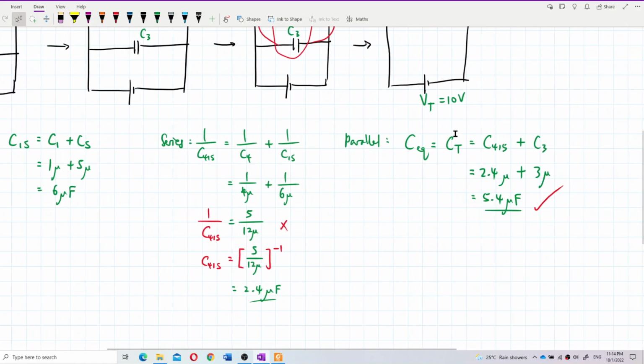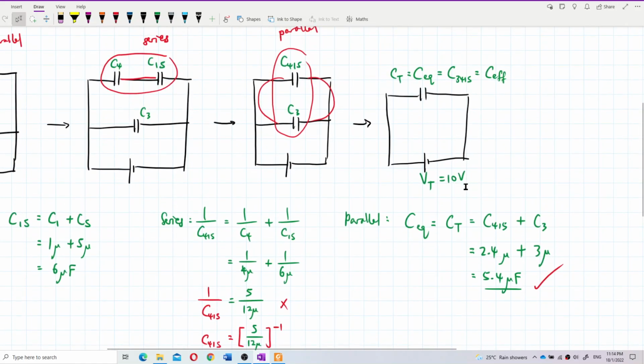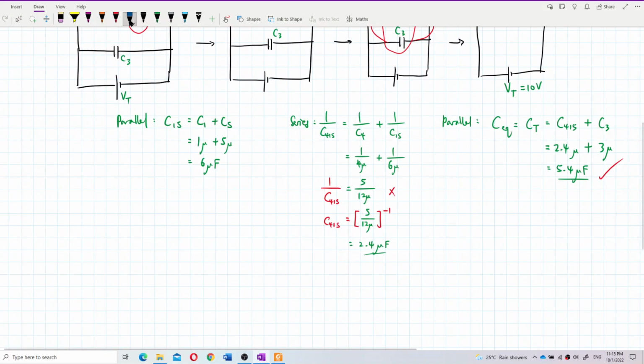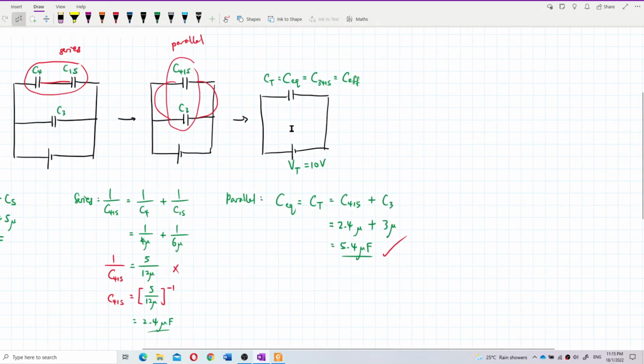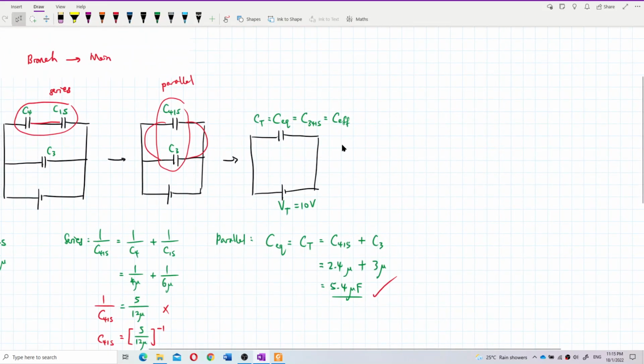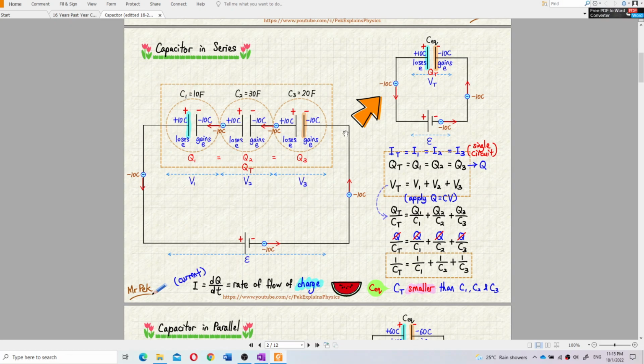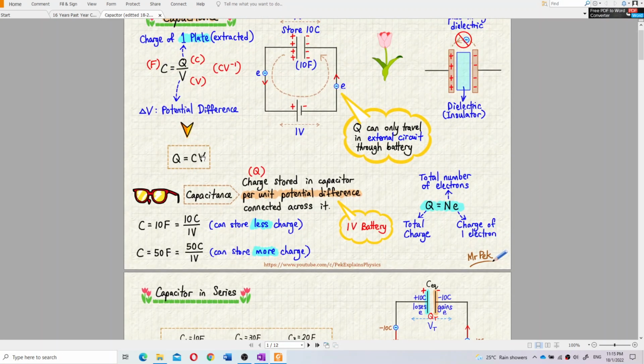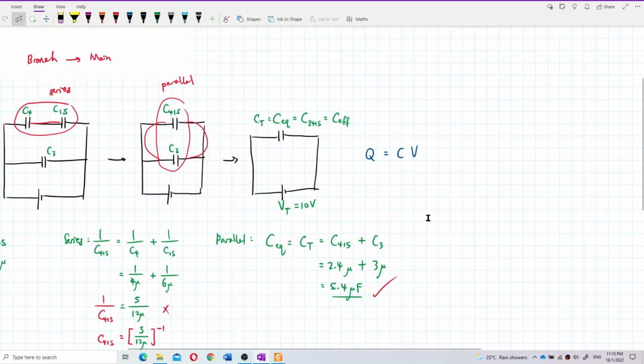We got our C total, V total. Now we want to find the charge total. Let's do it. So maybe you can do it over here. Our Q equal to CV, according to our notes. Just use this one.